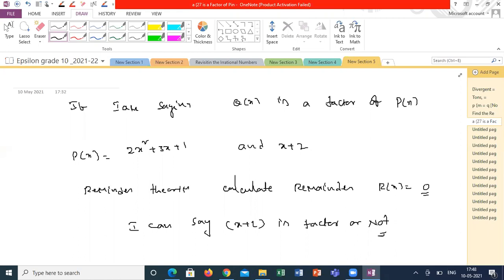So, how can we define it? p of x is equal to f of x into q of x plus r of x, and the degree of r of x is always less than p of x, or I can say the degree of the remainder is always less than the degree of q of x and f of x.